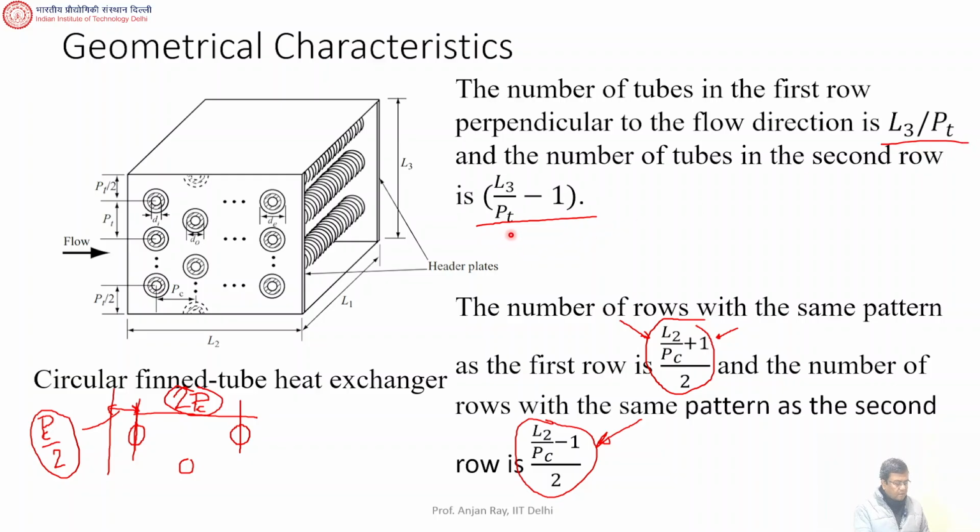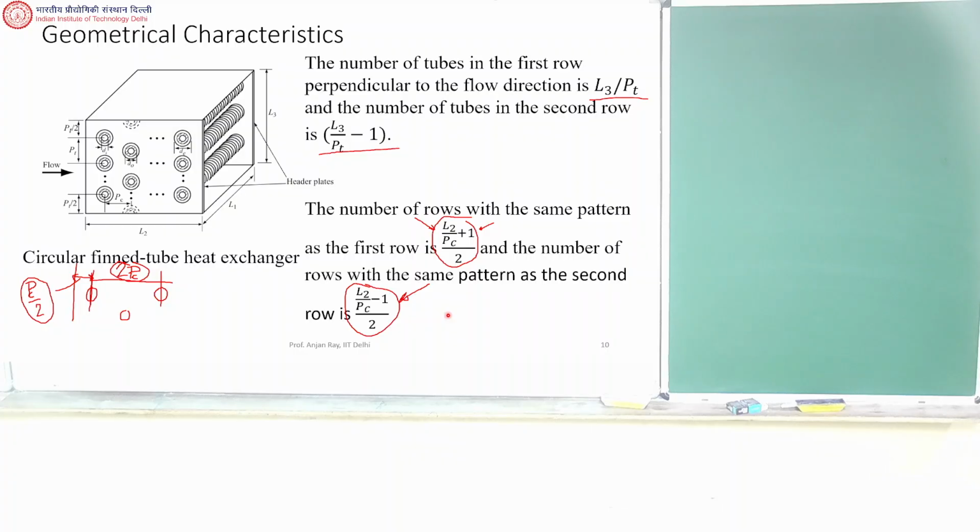Now, here what I will do is I will ask you to think about these expressions. So this is one, this is the second one, this is the third one, this is the fourth one. Okay, so let this figure be on the screen, and you tell me whether these appear okay or not. It will take you 2 or 3 minutes to visualize this, but tell me whether these are okay or not. Number of tubes in the first row is L3 over PT. Okay, so that's the first statement.